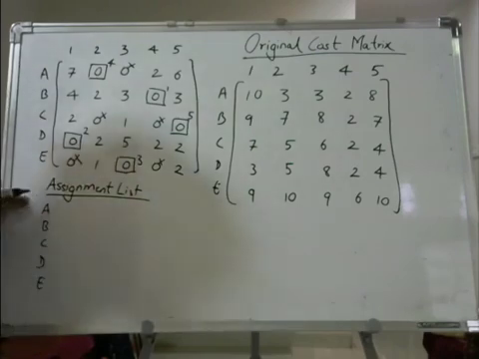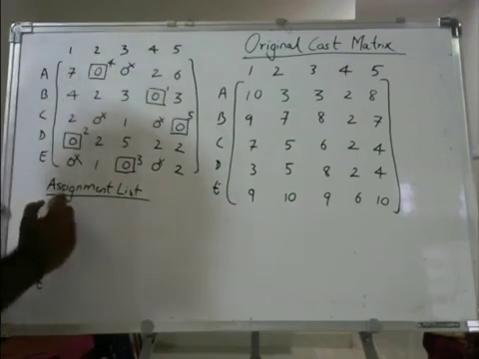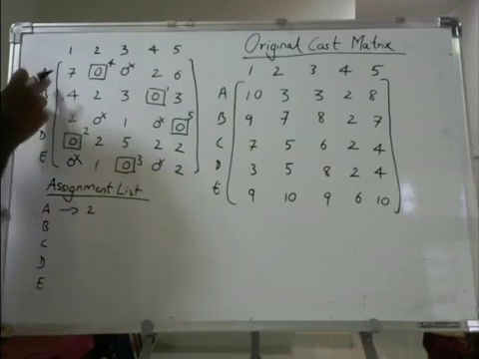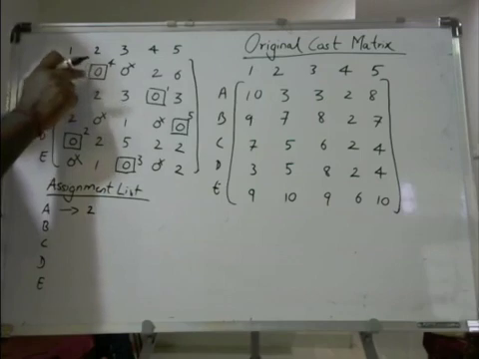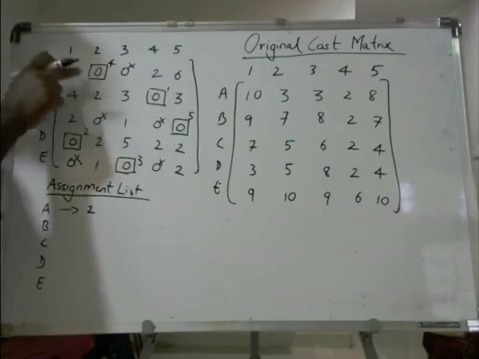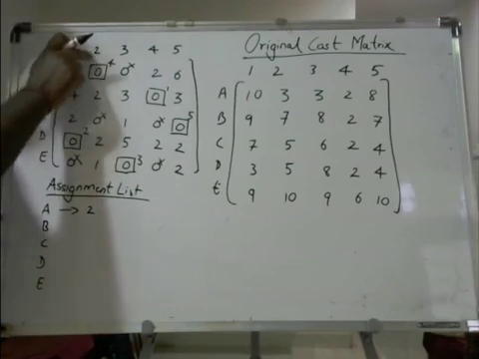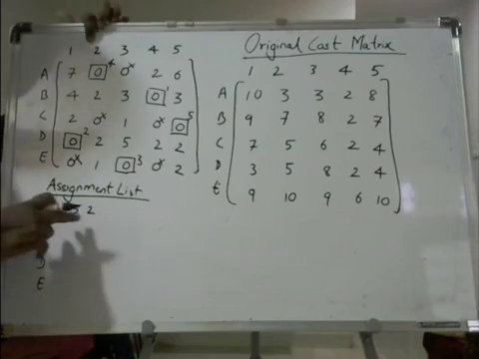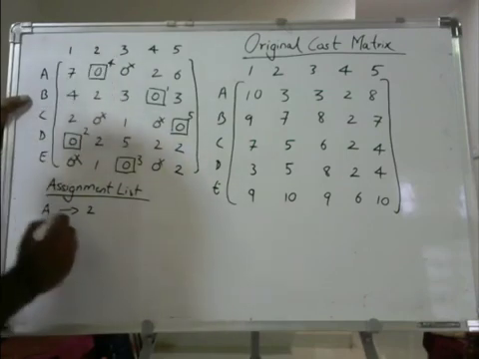Now A has been assigned the second job. See here, why I am saying it is the second job is because there is a box here. There will be just one box in front of one person. Now the box 0 is here, which corresponds to the second job. So A has been assigned the second job. Similarly, B has been assigned the fourth job.